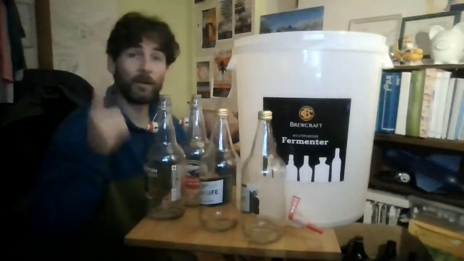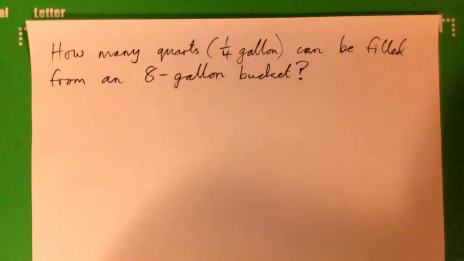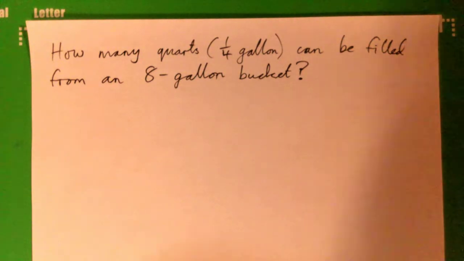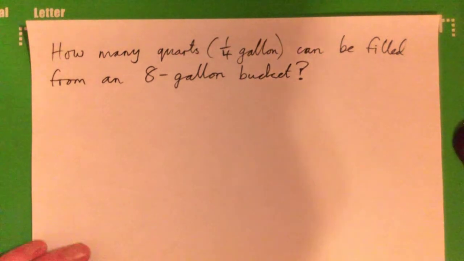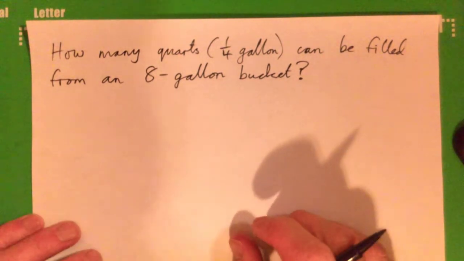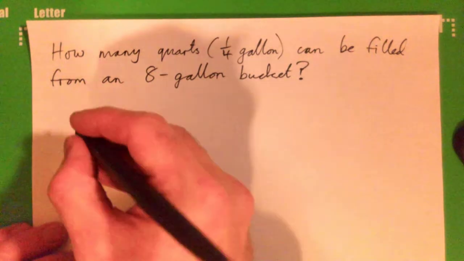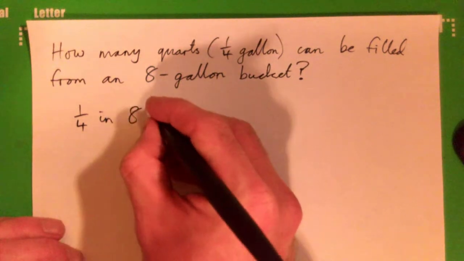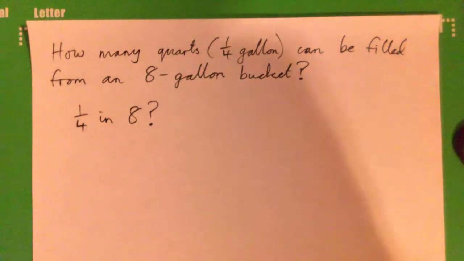Let's hit the paper and see how it works out when we do it on paper. So we're on this deal here. How many quarts, 1/4 gallons, can be filled from an 8-gallon bucket of cider, right? So again, we're trying to figure out how many quarts are contained inside 8. How many quarts in 8? That's our question. And again, just for fun, I'm just going to go over the math of this.